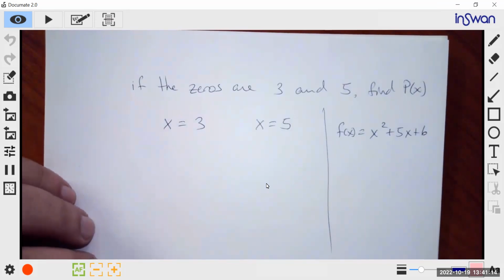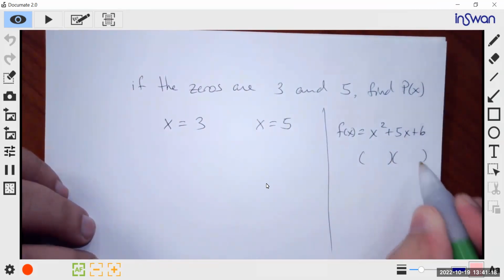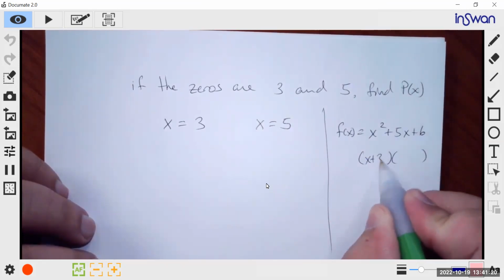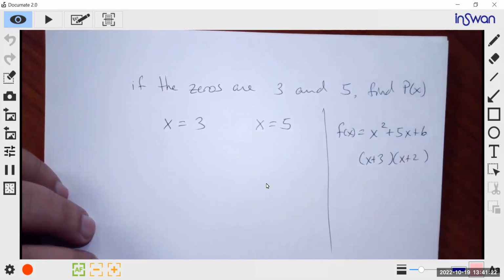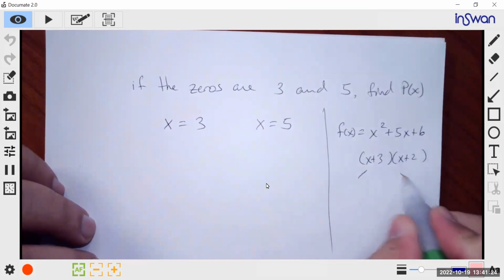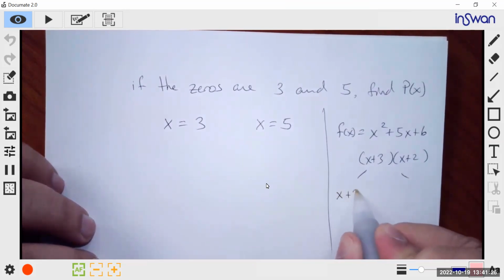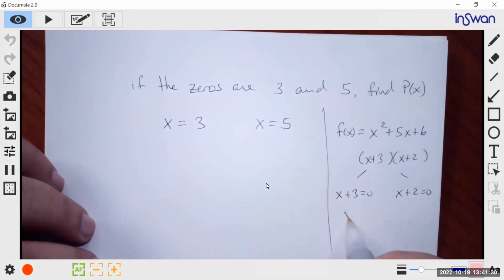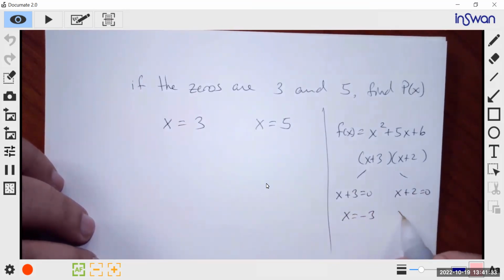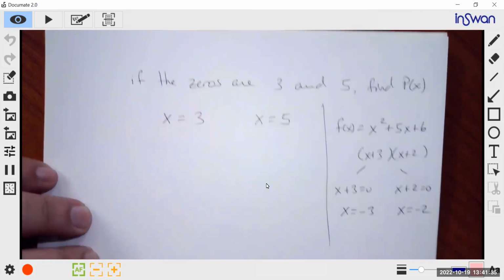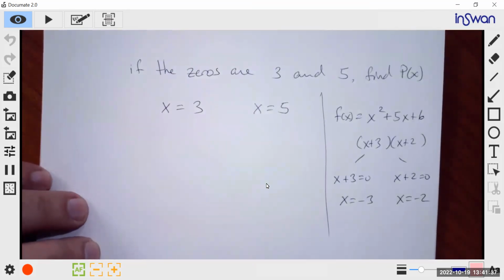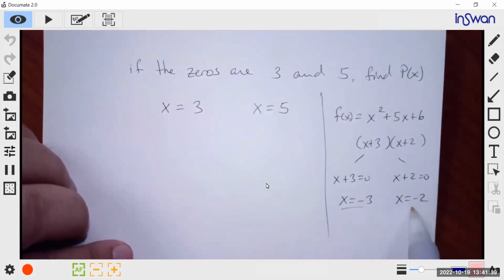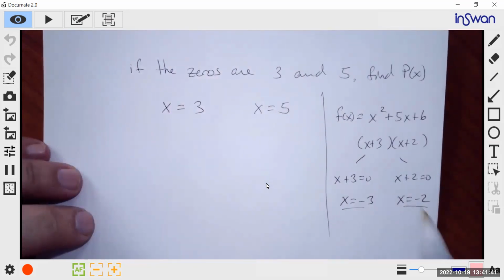We're used to doing this. If I give you a polynomial and we factor it out, this becomes x plus 3, x plus 2. We set those equal to 0. So we have x equals -3 and x equals -2, right? That's how we do that. Now, I gave you these zeros. You have to go this way.